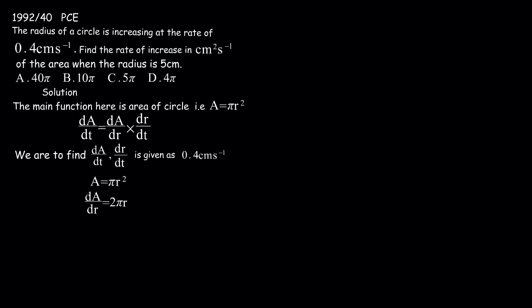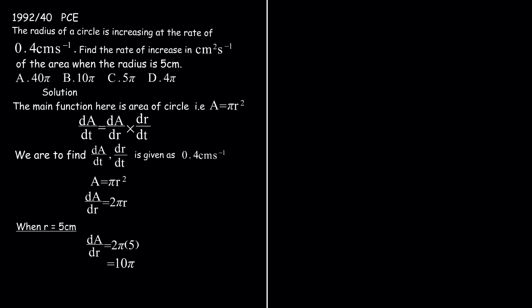And from our question, we are told at the point when r is equal to 5 centimeter. Now when r is equal to 5 centimeter, we'll be substituting r for 5 in our dA/dr. So doing so, dA/dr will be equal to 2 pi times 5, which is equal to 10 pi. Now we've gotten our value of dA/dr, and we know our dr/dt to be 0.4 centimeter.